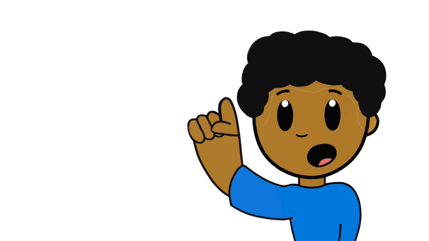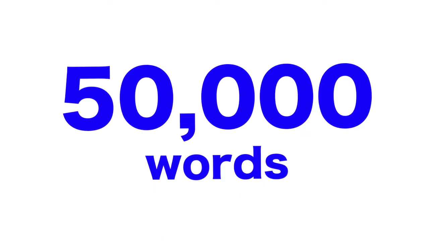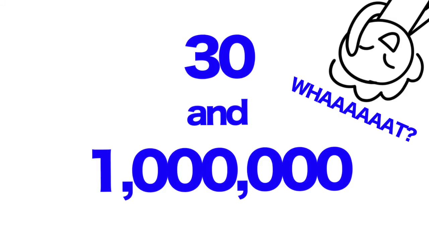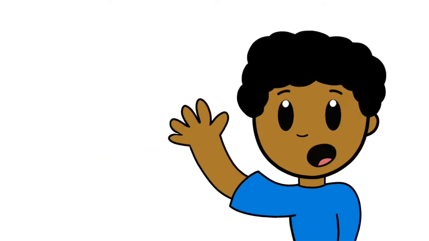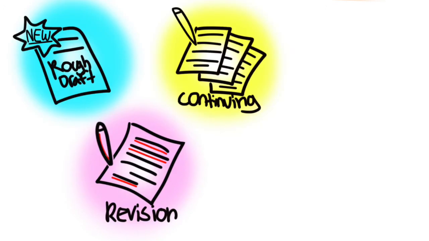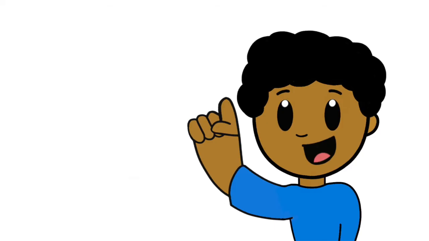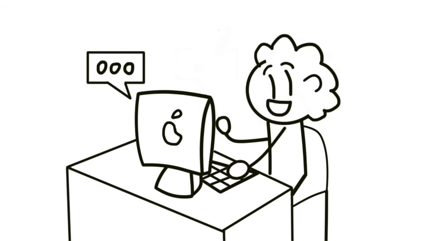Unlike Nanowrimo, which sets a specific word count goal of 50,000 words, Camp lets you set your own word count goal, between 30 and 1 million words. It also lets writers tackle pretty much any project, whether it's a rough draft, a revision, a continuing project, a screenplay, even poetry. And just like Nanowrimo, the program lets you interact within virtual writing communities, so you can chat with and write alongside other authors throughout the month.